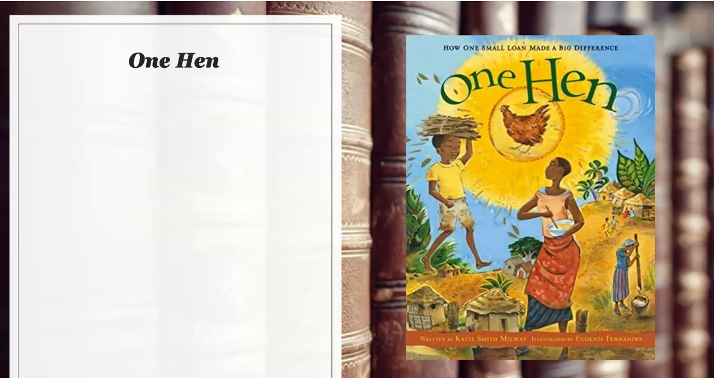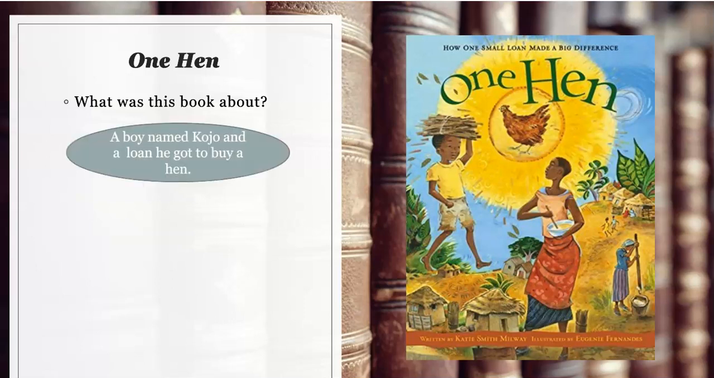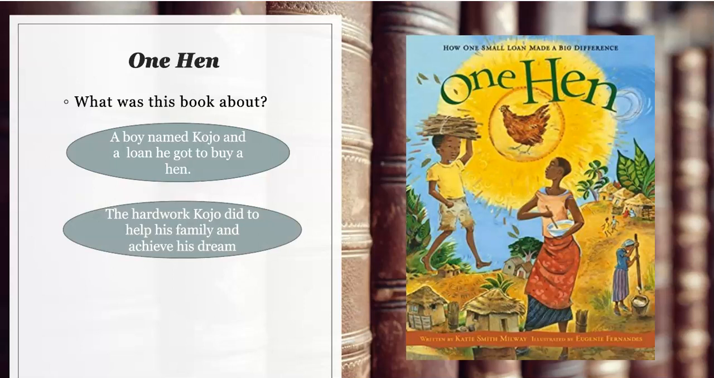So when we think back to One Hen, what was this book about? This was a fantastic book. I learned so much, and I really hope that you guys did too. If you remember, it's about a boy named Kojo and a loan he got to buy a hen. Remember his one brown hen? He used that hen to do a lot of hard work. So the book is also about the hard work Kojo did to help his family and achieve his dream.